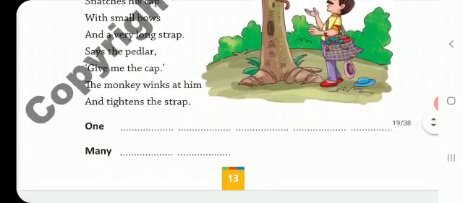So what falls in one is peddler, monkey, cap, strap. Those all are one. And what are many? Monkeys are both. At one place there is one single monkey also and monkeys also. We are talking about both in this poetry. But many, what are we actually talking of? Many trees and bows.